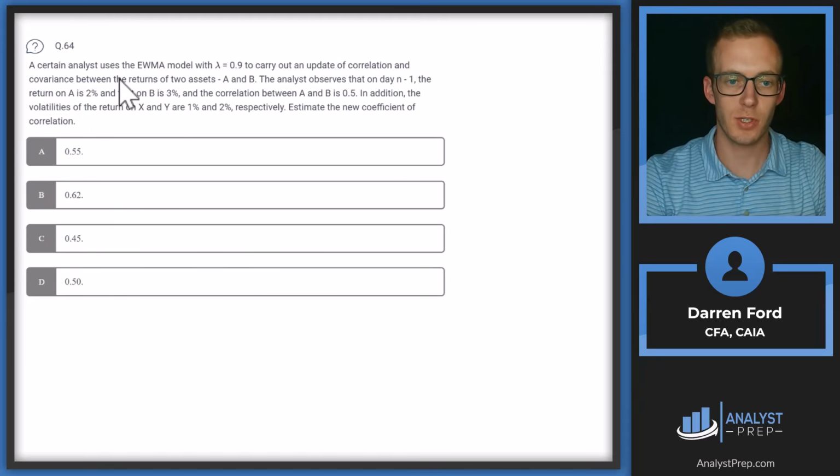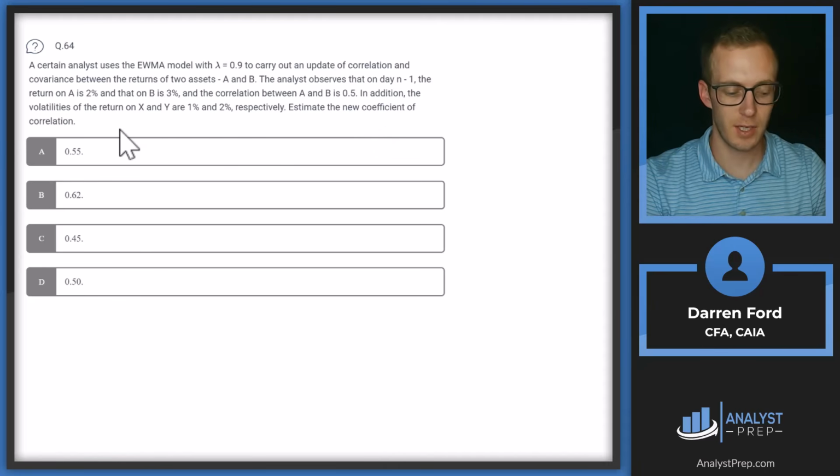Question 64. A certain analyst uses the EWMA model with lambda equal to 0.9 to carry out an update of correlation and covariance between the returns of two assets, A and B. The analyst observes that on day n-1, the return on A is 2% and that on B is 3%, and the correlation between A and B is 0.5. In addition, the volatilities of the return on X and Y are 1 and 2% respectively. Estimate the new coefficient of correlation.